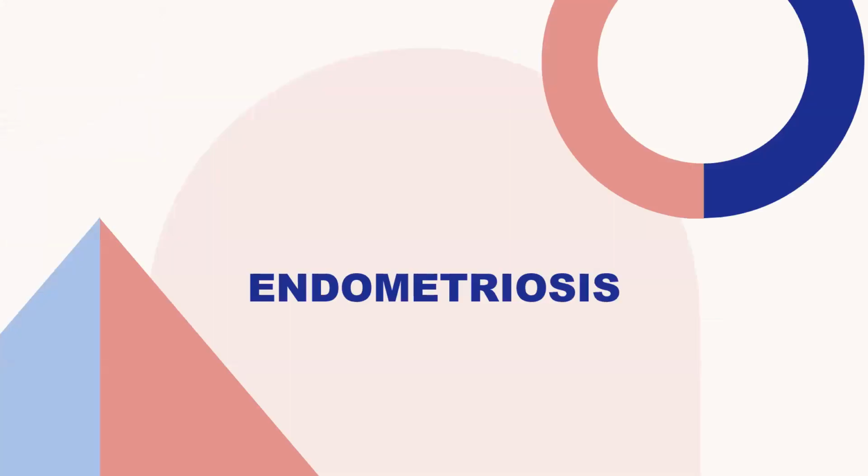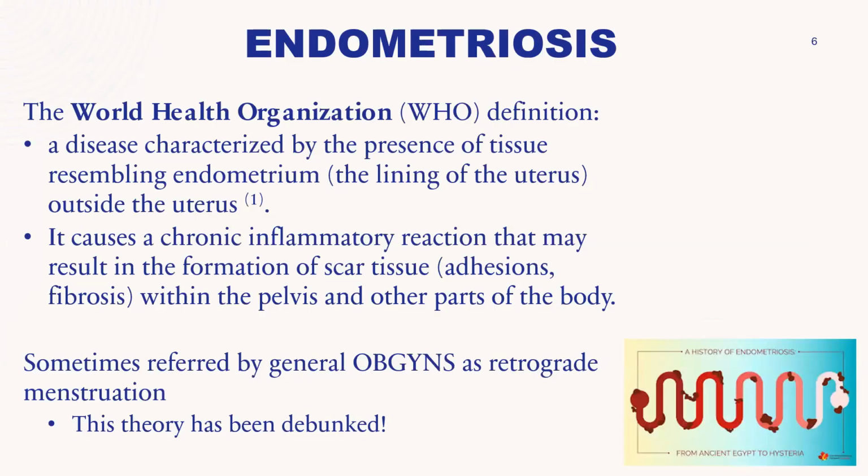So the World Health Organization defines endometriosis as a disease characterized by the presence of tissue resembling endometrium, the lining of the uterus, outside of the uterus. It causes a chronic inflammatory reaction that may result in the formation of scar tissue, adhesions, or fibrosis within the pelvis and other parts of the body, sometimes referred to by general OBGYNs as retrograde menstruation, which this theory has been debunked with lots of different resources.